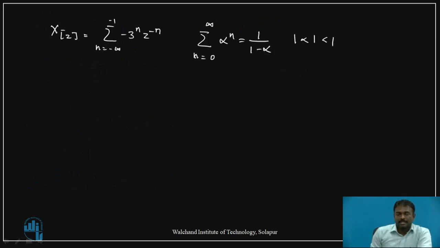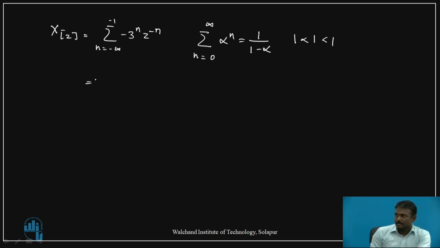Now we know an infinite summation identity, that is summation n equal to 0 to infinity alpha to the power n is equal to 1 divided by 1 minus alpha, and this identity is valid if mod alpha is less than 1. Now we use this identity in our example to simplify X(z), but the limits of this summation are not identical with the infinite summation identity. So first we need to bring the limits of this summation identical to the identity.